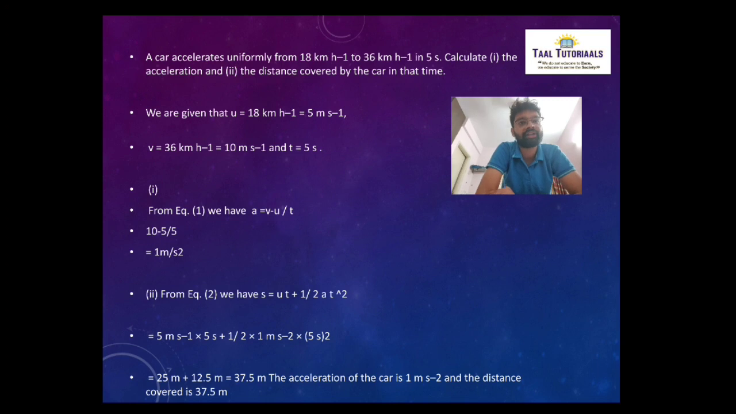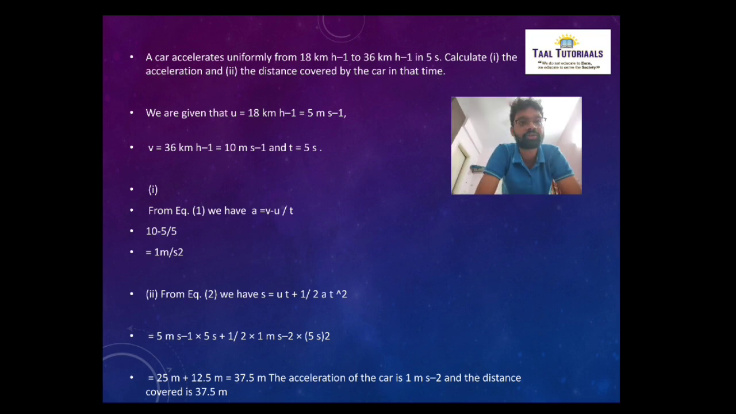Here it is given that u is equal to 18 km per hour. So I have converted into meter per second, that is multiplying by 5 by 18, and I got 5 meter per second. v is 36 km per hour, again converted and I got 10 meter per second, and time is 5 seconds. First question is to find the acceleration. We use the first equation of motion, that is v is equal to u plus at, and by substituting I got a is equal to v minus u by t, that is 10 minus 5 by 5, and I got the acceleration as 1 meter per second square.